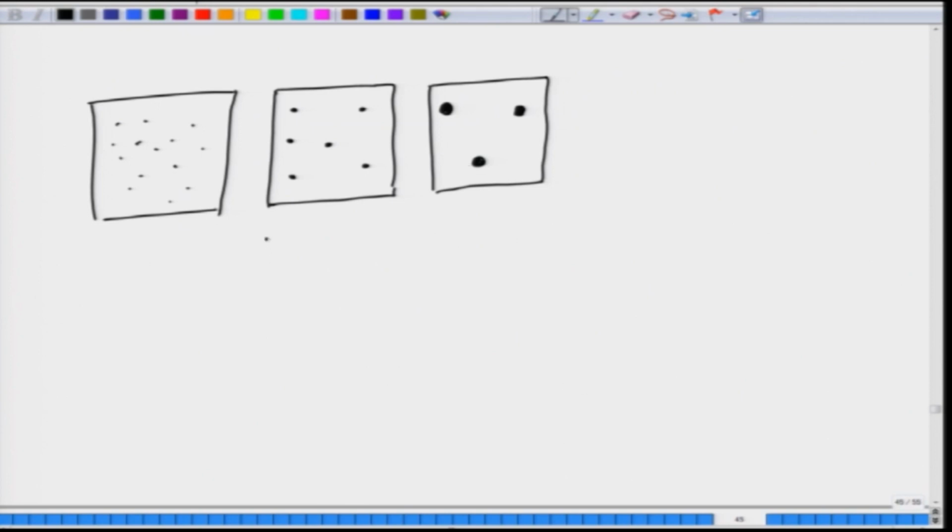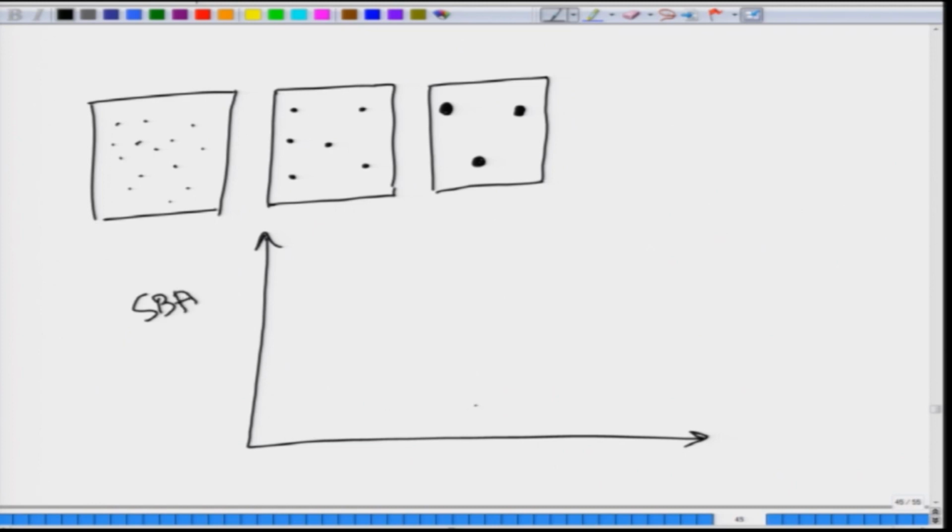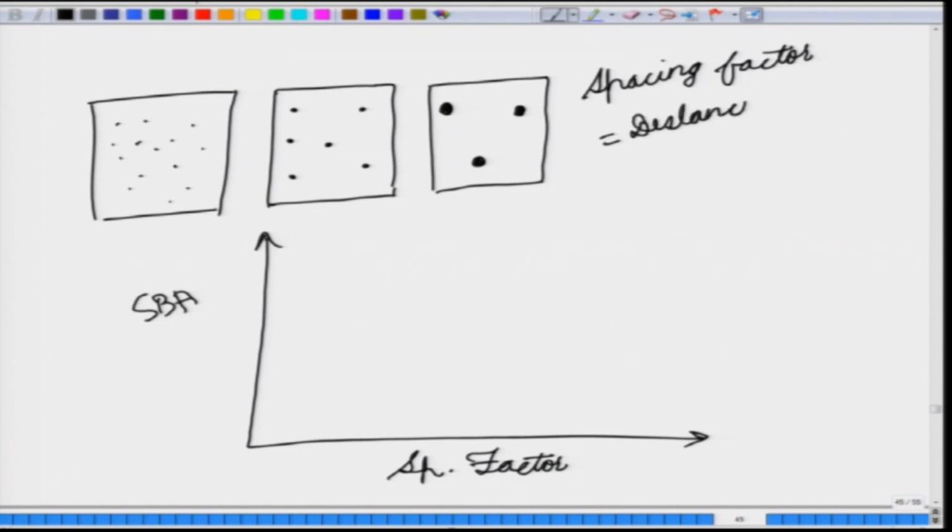So, what we mean to say is that the stand basal area is dependent on the spacing factor, if you plot a relation between the stand basal area and the spacing factor. Now, you define a spacing factor as distance divided by the dBH of these trees.